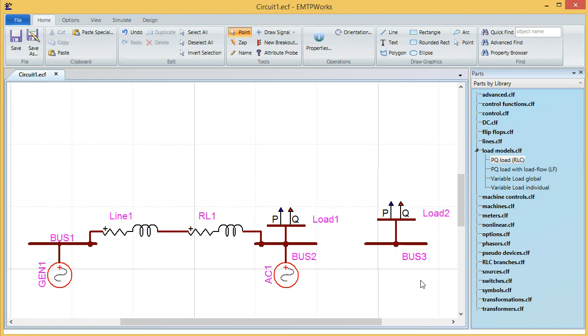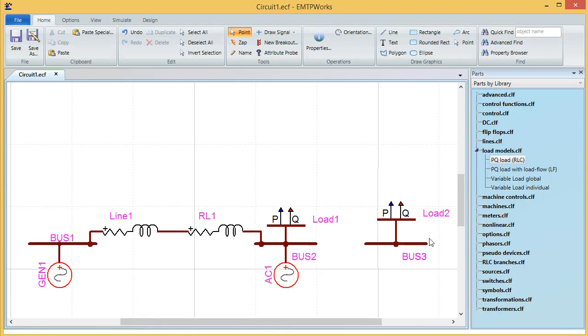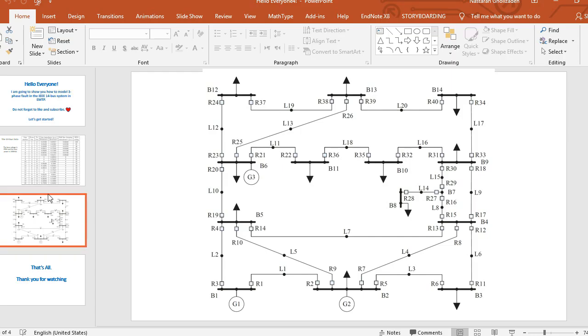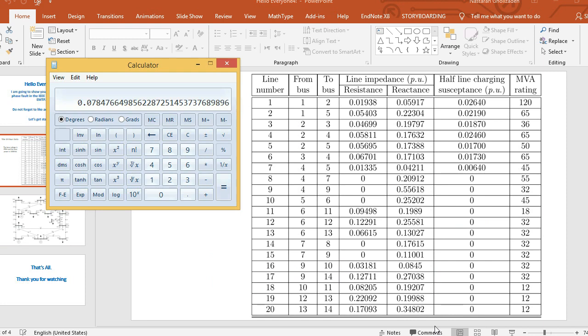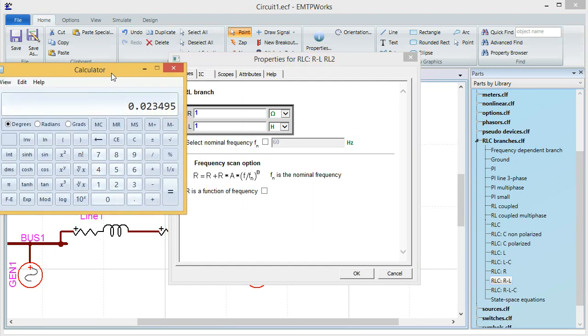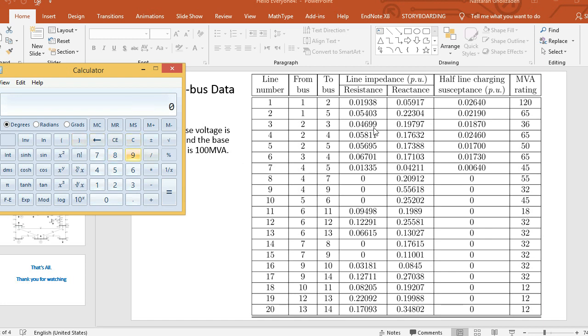Okay, let's just connect this one over here. And what else does it have? We have the third line between these two buses. RLC branches and RL branch. Okay, what values we're gonna need? The third line. Divided by 2, and for this one, divided by 2 and multiplied by 1000.